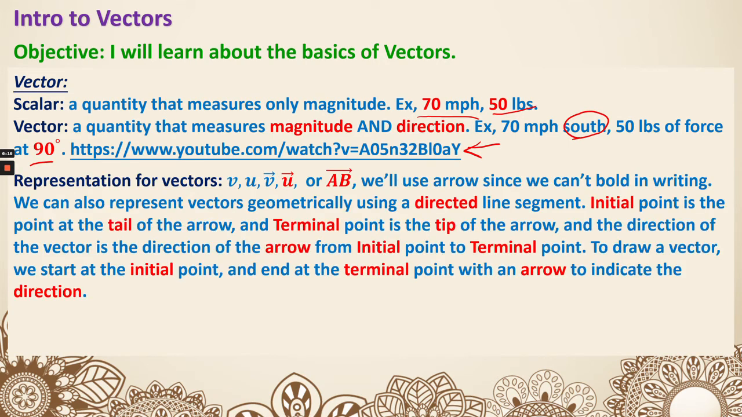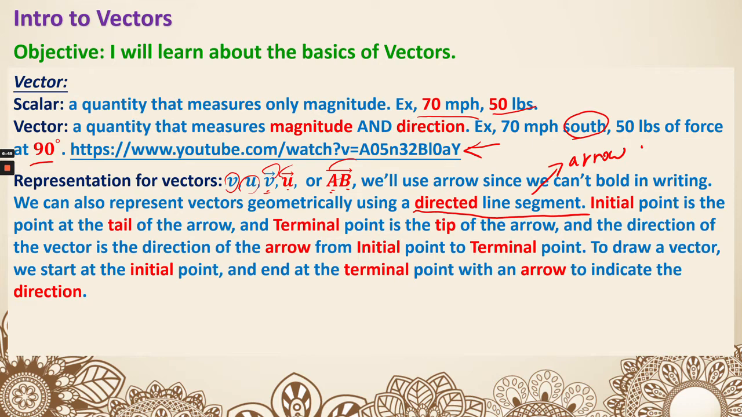Next, the representation for vectors. These two on your paper would be the bold letters. When it's printed, we can use that to represent vectors. However, in handwriting, we can't exactly bold them, so we are going to need the arrow to indicate they are vectors. You can use one letter to represent a vector, or if you have points given, you are going to use the points to represent the vector. We can represent a vector geometrically using a directed line segment, in other words, an arrow.